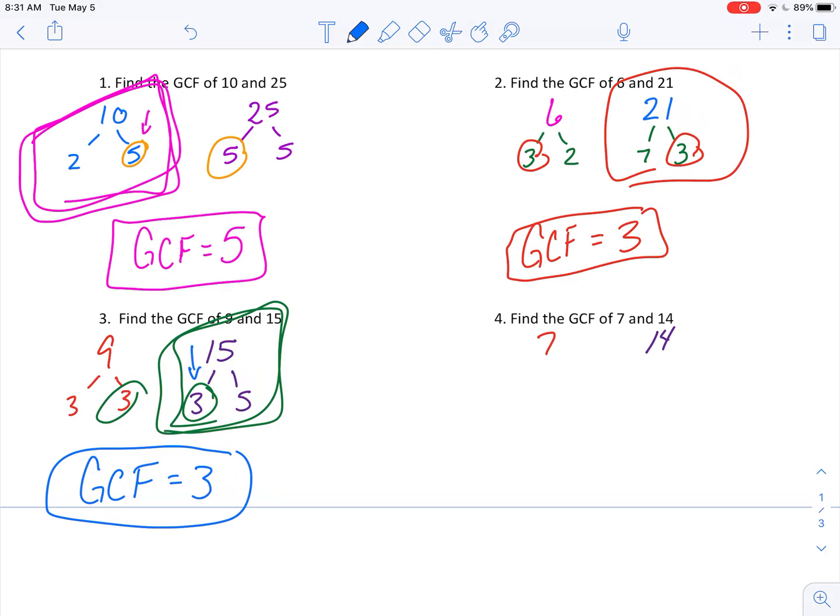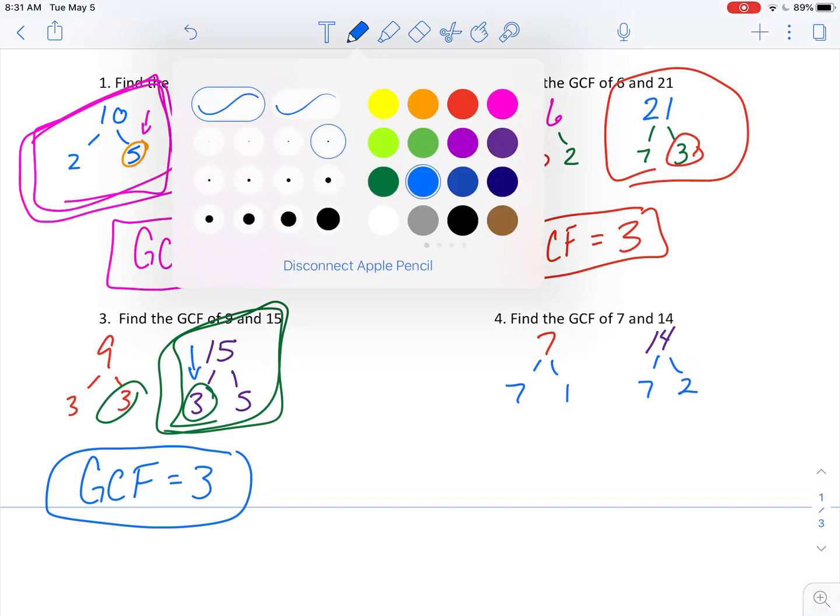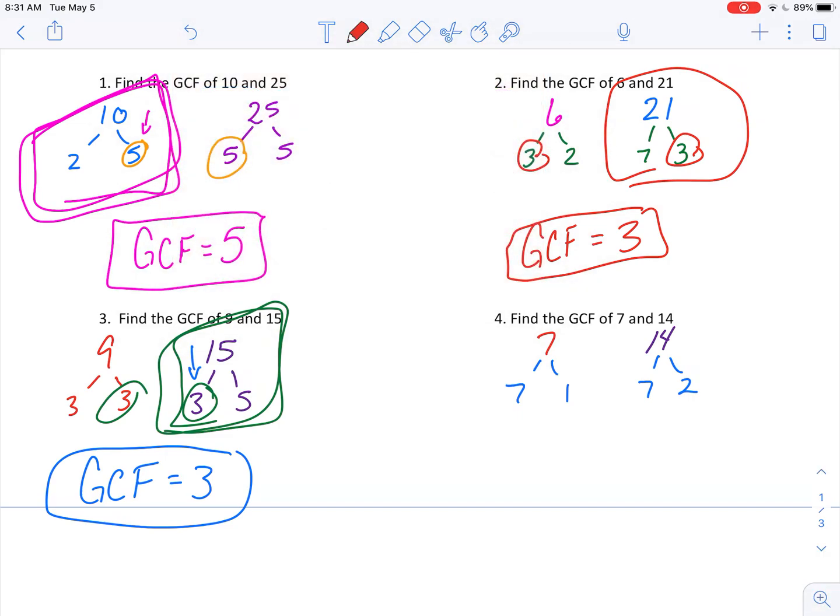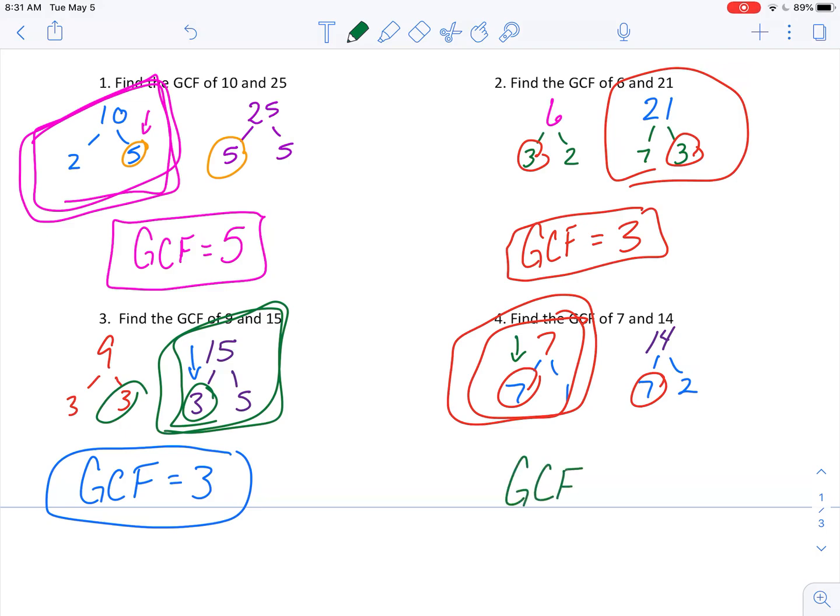And for 7 and 14, 7 is already prime, 7 and 1. And 14 is 7 times 2. So these are all prime numbers. Let's circle what they've got in common. Well, they've got a 7 in common. So again, we're going to focus on just one of these two groups. I'm going to look at what is circled in this group. Well, just 7. So my greatest common factor is 7.